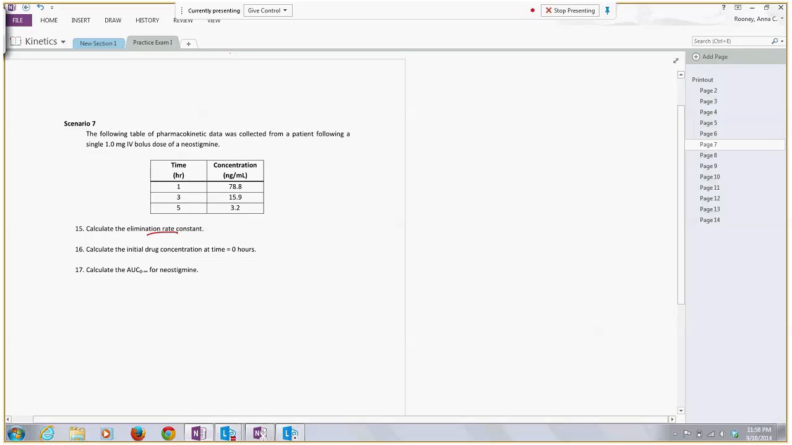Okay, so we're on scenario 7. We're going to find the elimination rate constant after a single milligram IV bolus of neostigmine has been administered. So the first way to find the elimination rate constant is to do concentration 1 over concentration 2, over time 1 minus time 2.